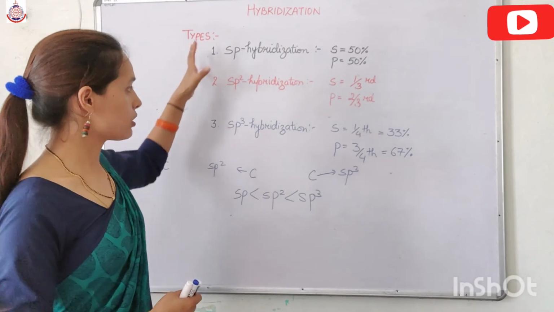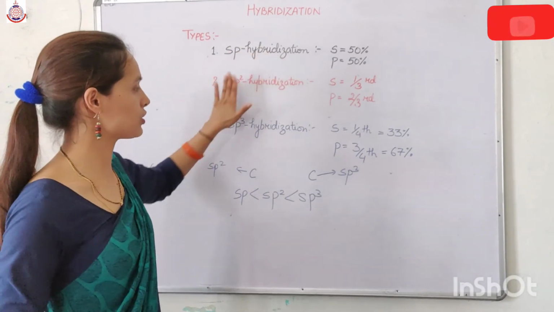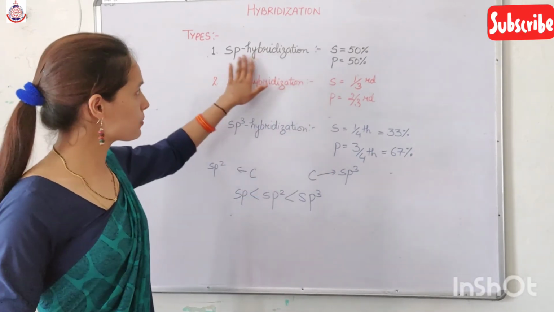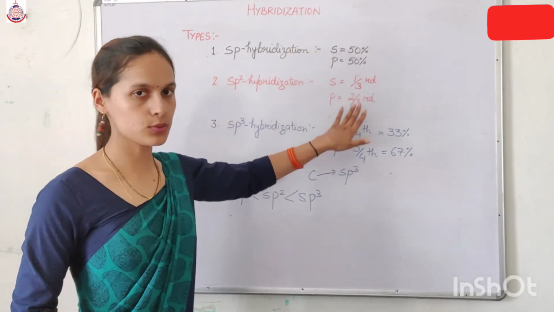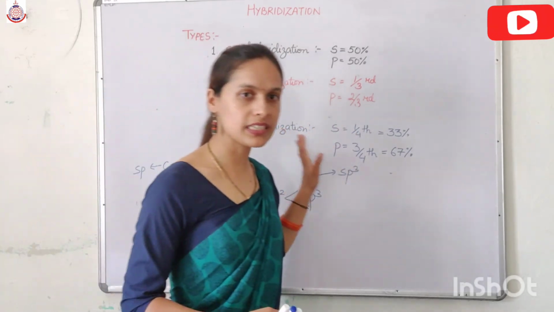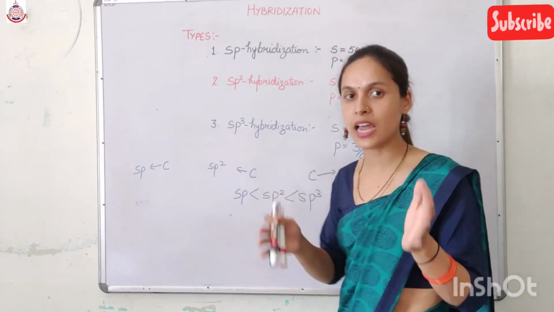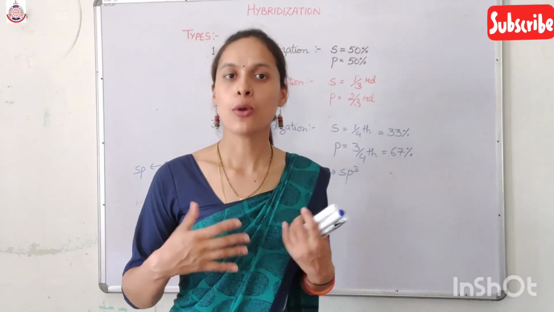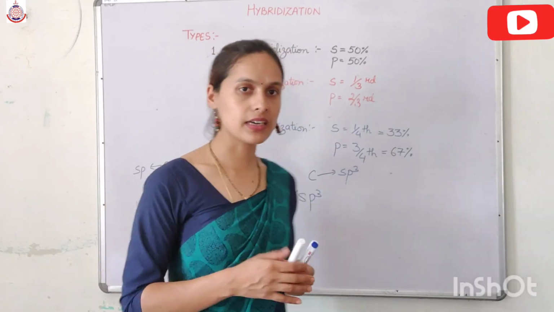So we have three main hybridizations: sp hybridization, sp2 hybridization, and sp3 hybridization. In sp hybridization we have 50-50% character, in sp2 1/3 and 2/3, in sp3 1/4 and 3/4. On the basis of these hybridizations we can explain how hybridization affects the electronegativity as well as the bond energy. The other hybridizations we will study later.